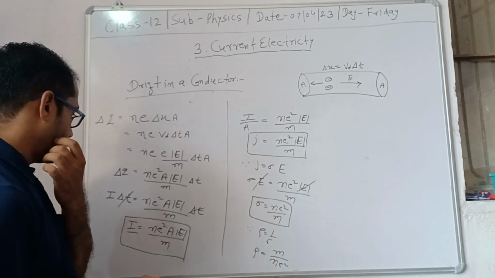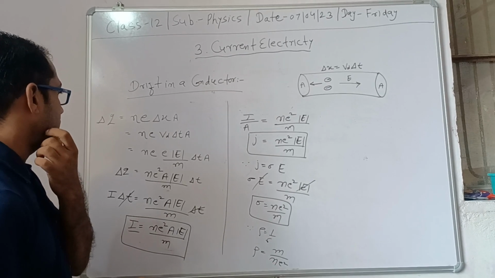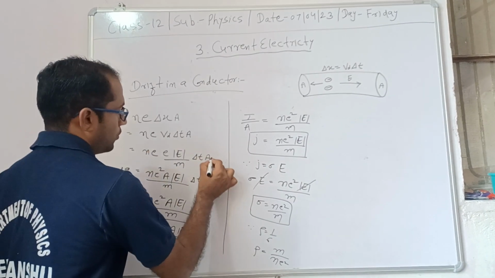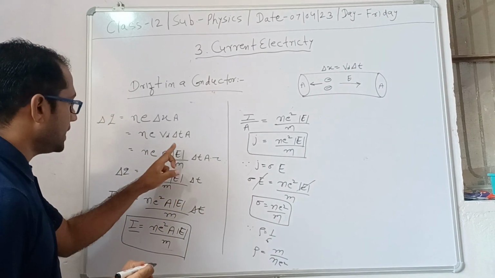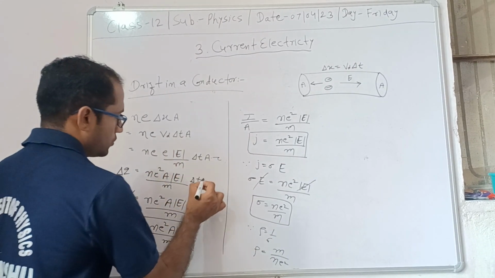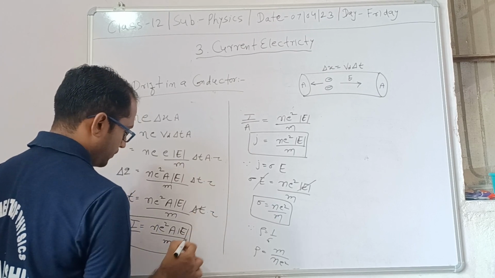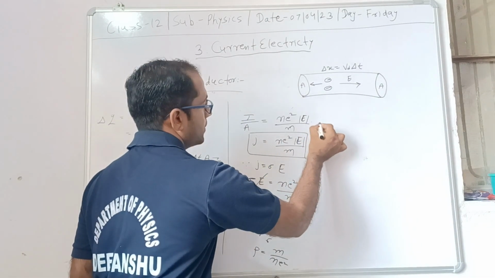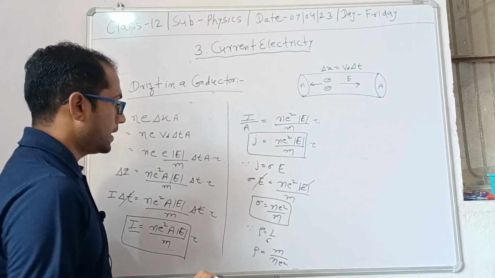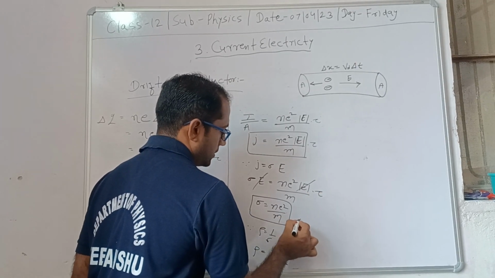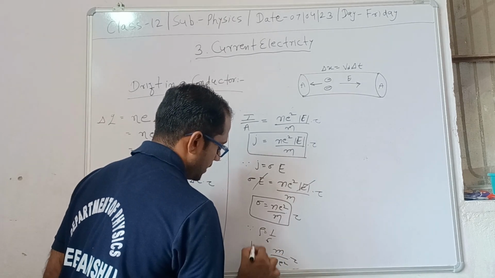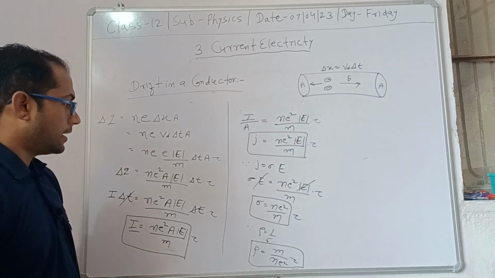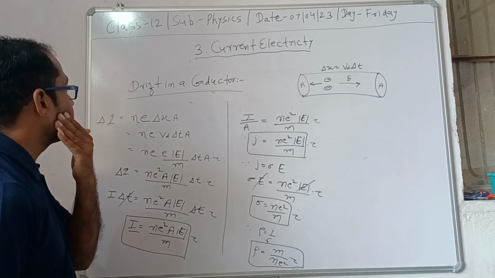And I think we missed something. Actually yes, in this formula we missed tau, because Vd equals eE by m into tau. So this is also multiplied by tau, and in this formula this is also multiplied by tau, and this is also multiplied by tau. Okay, so this is our silly mistake in putting the value of Vd, and this is the relation of the drift current.